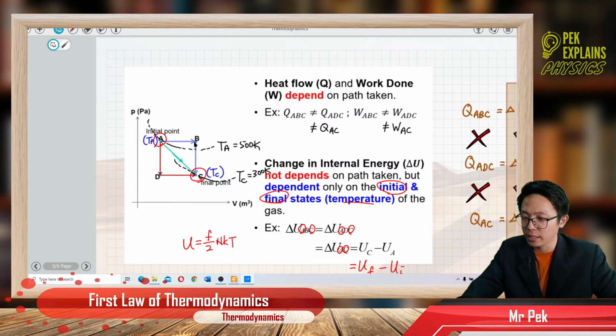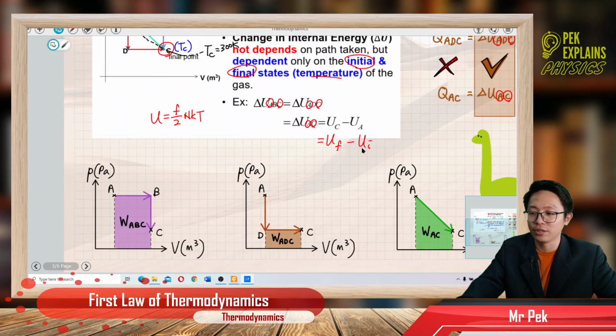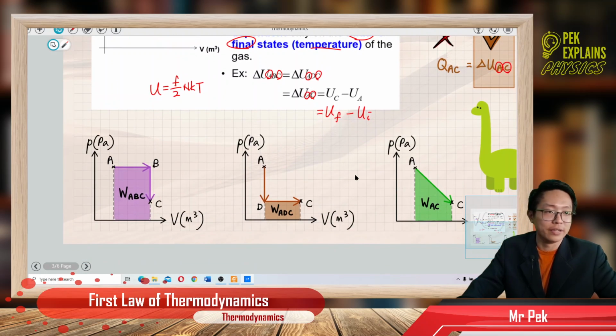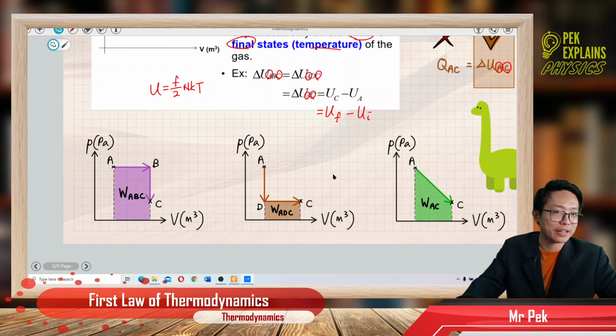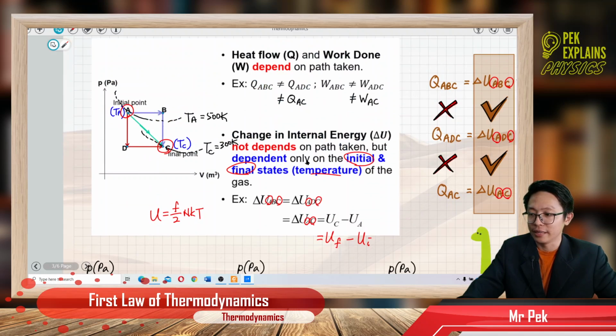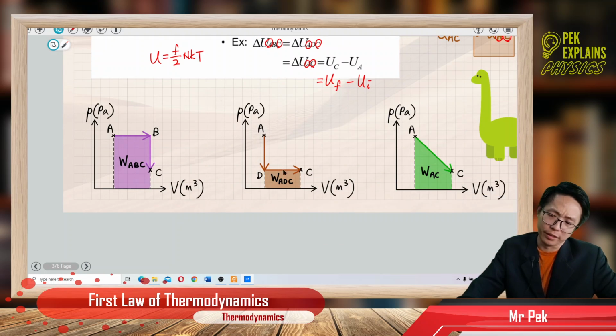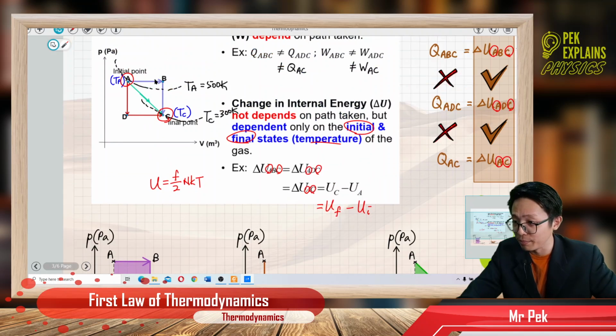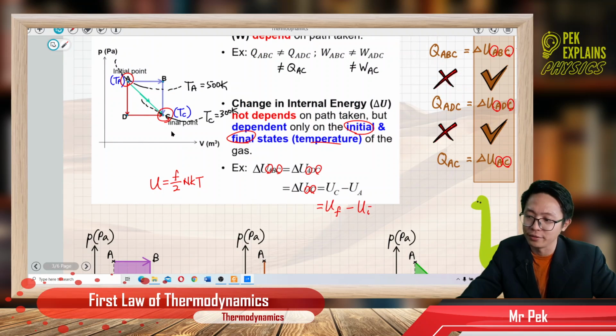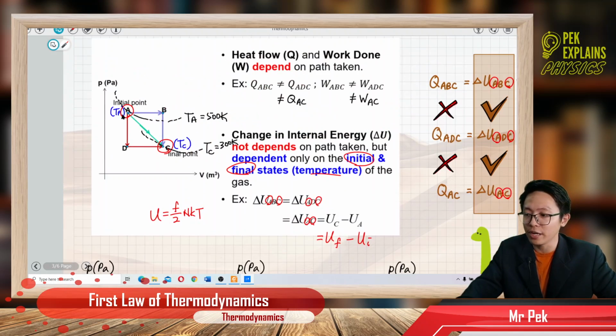The first one, we have ABC. We have ADC and AC. All right, so do they have the same area under the graph? I draw it even nicer like that, with different colors. This is the purple path just now, and this is the red or the brown. It looks like brown. Yes, brown. The brown path and the green path.